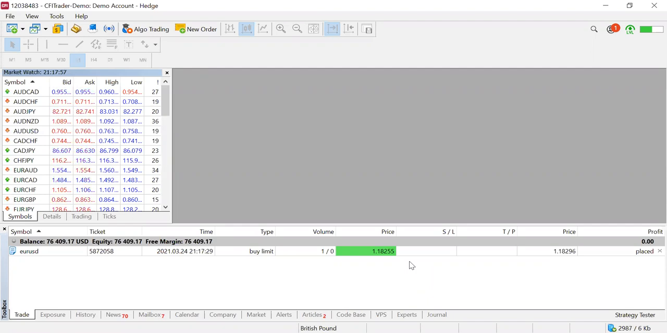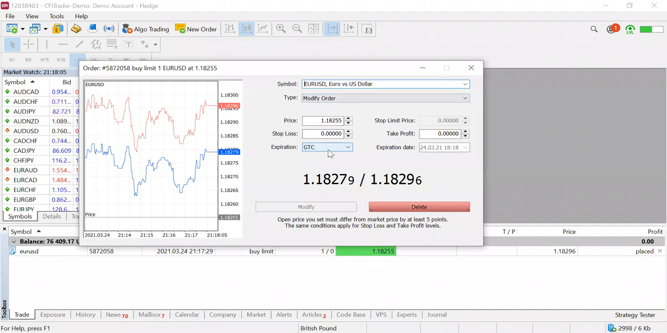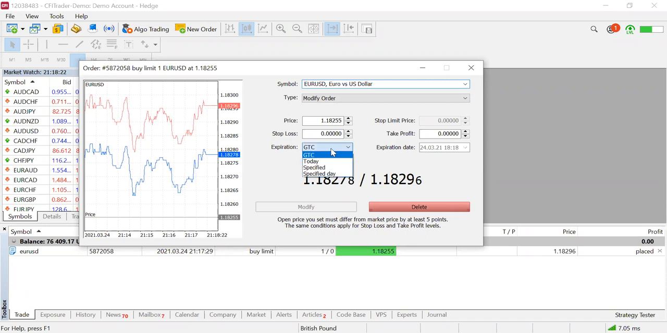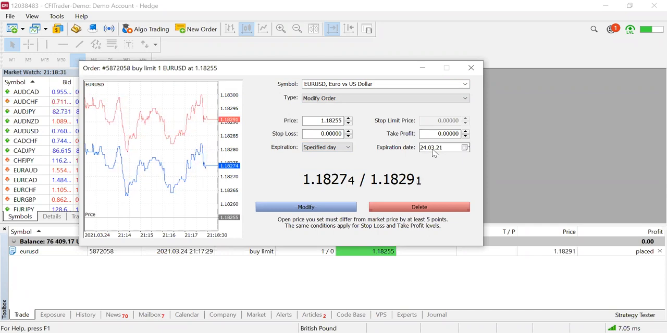filled yet. You can either close it yourself, or you can go to modify and put an expiration here. GTC means good till cancelled. It basically means the order has no expiry date until you cancel that order yourself, okay? Otherwise, you have other options. You can cancel it today, at a specific time, or even a specific day. Then right here you select the time, and once you do that, you modify if you want to do so. Otherwise, you can just put it as GTC and that's it, okay?